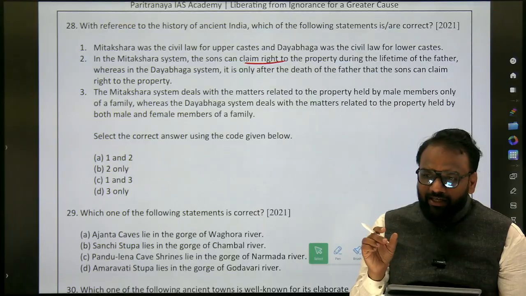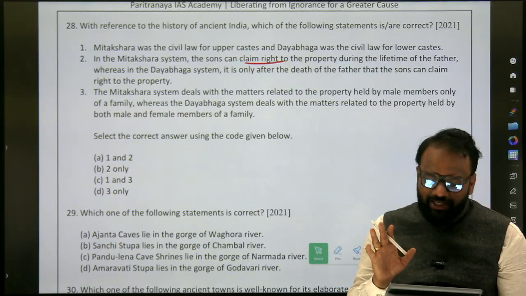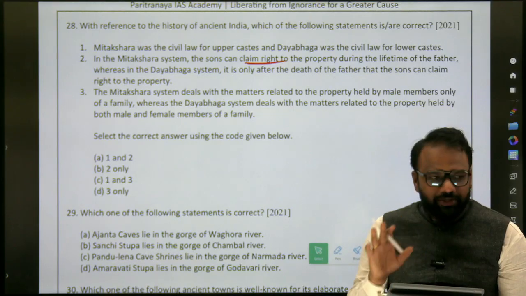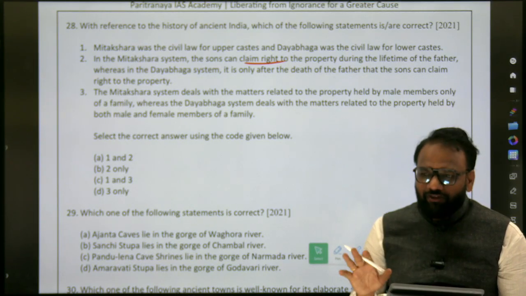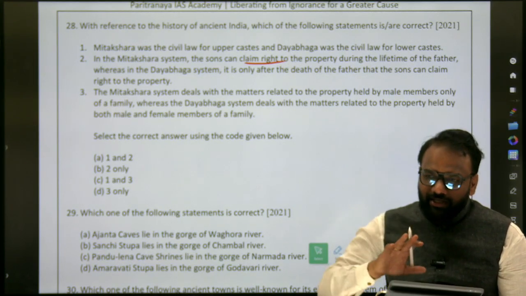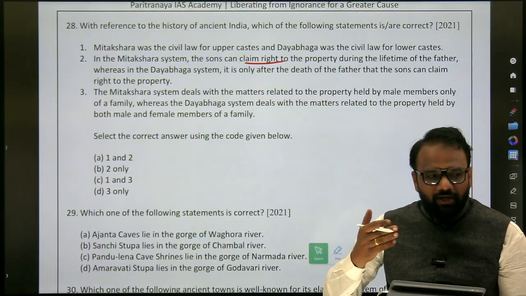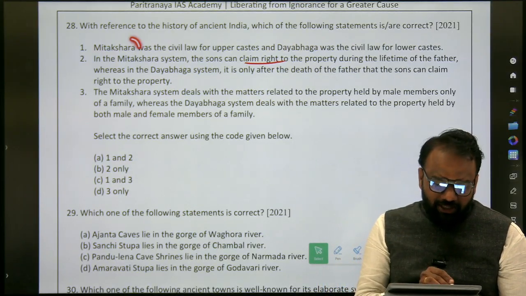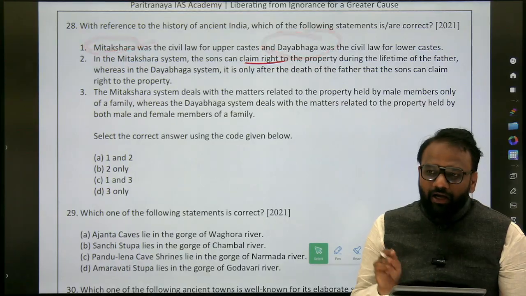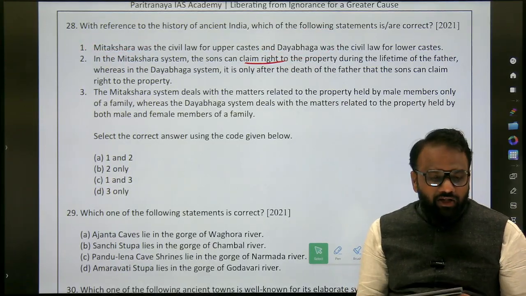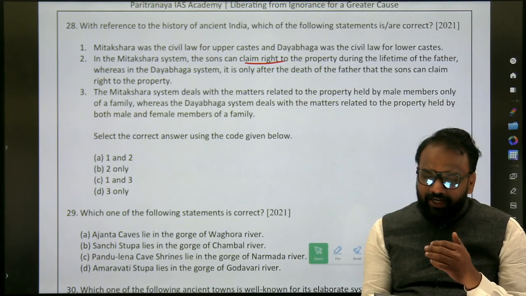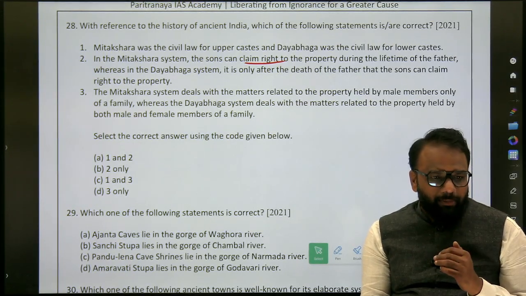But at least there was no such discrimination based on caste, whether it is upper caste or lower caste. So the division of property used to happen in a similar fashion, but in the eastern part of India, they followed a different system. In the southern part of India, they followed a separate system. So one is called Mitakshara, another one is called Dayabhaga. Now, out of curiosity, what you will search is, in which part of India was Mitakshara law followed? In which part of India was Dayabhaga law followed?